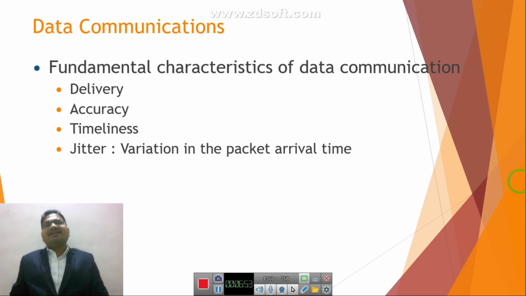But if jitter is there, suppose the initial packets have a delay of 5 milliseconds and the mid packets have a delay of 20 milliseconds. Then it may happen that a few of the earlier packets reach with a significant delay, whereas the mid data or the end packets are received earlier. So there is not a proper sequence of the data packets. Understood?